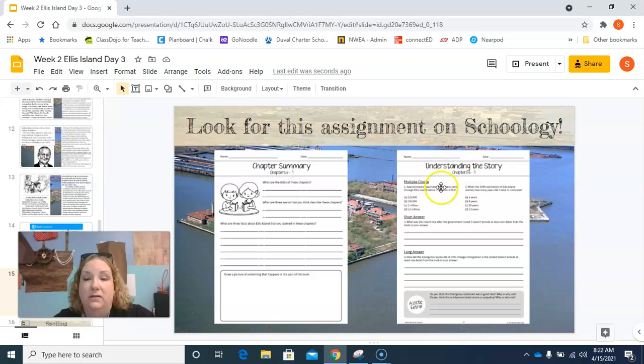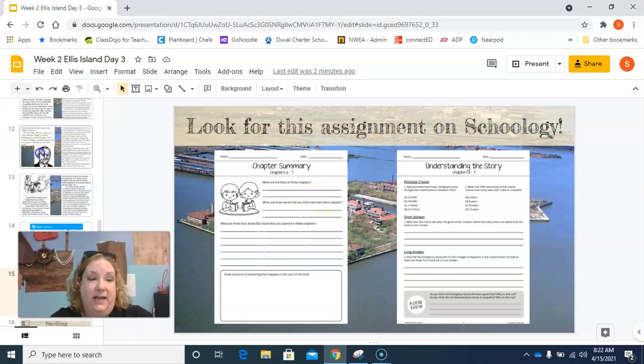Understanding the story is also chapters 6 and 7. That's how they grouped it together, but I didn't want to make you read two chapters because they're pretty long. For a second grader, that's a lot. So one chapter a day I thought was more than enough. So you're going to have to go back in the Nearpod from yesterday as well.